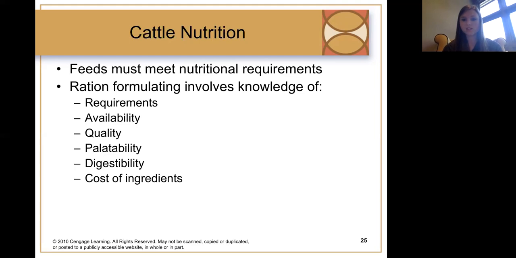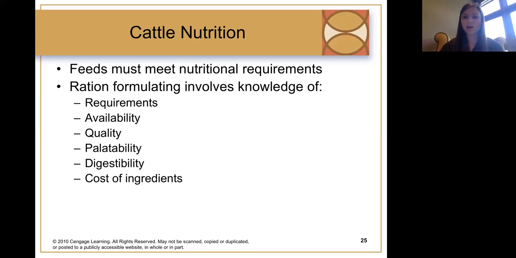Quality of the feeds that you're getting and the ingredients, or the hay. Palatability, which just means how it tastes. Some animals can be rather selective. So palatability of the feed is really important because if it doesn't taste good, they're not going to want to eat it. Like if we don't think something tastes good, we don't want to eat it. So that's important to consider.